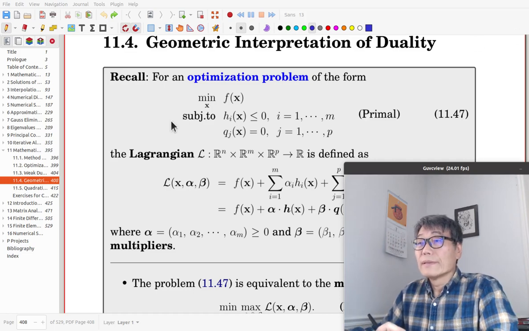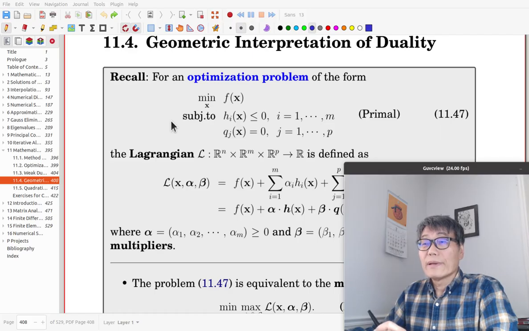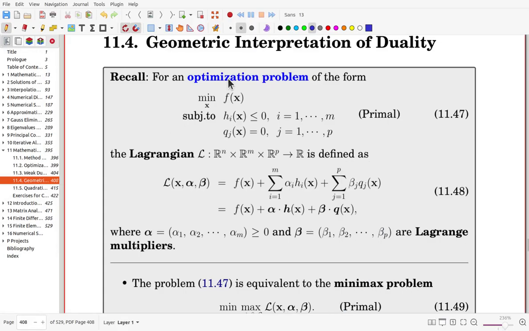In this section, we'll try to get a better understanding of the dual formulation by considering a geometric interpretation. Here we have a recall. The optimization problem we are solving is given in this equation. Its Lagrangian is defined as L(x, alpha, beta), like this. Here alpha and beta are Lagrange multipliers.